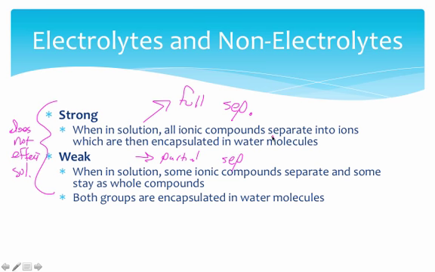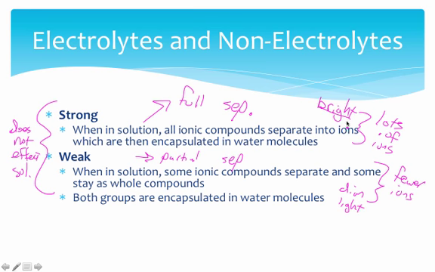Now, if you think about this in terms of conducting electricity, in this situation with a strong electrolyte, you're going to have lots of ions. And as a result of having lots of ions, we would expect good electrical conductivity. In this situation, only some of your compounds separate, and as a result, you're going to get fewer ions in solution. Some of those ions don't go into solution, they stay as whole compounds and they're encapsulated as such. As a result of that, we're going to get less conductivity, and this is going to be our dim light bulb. Whereas up here, we would expect to get a very bright light bulb.